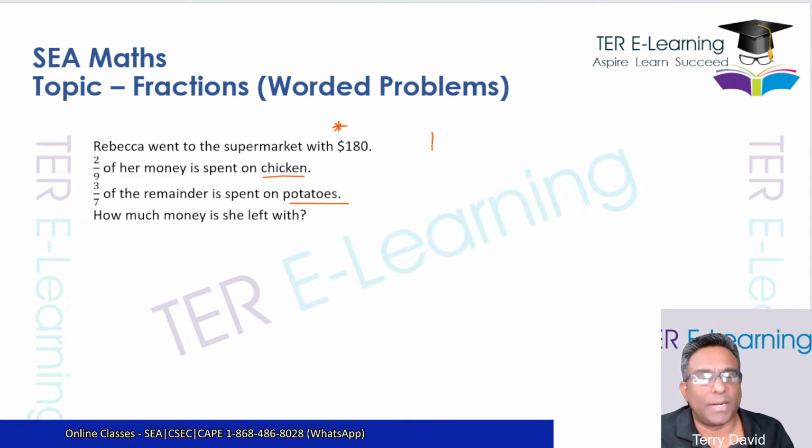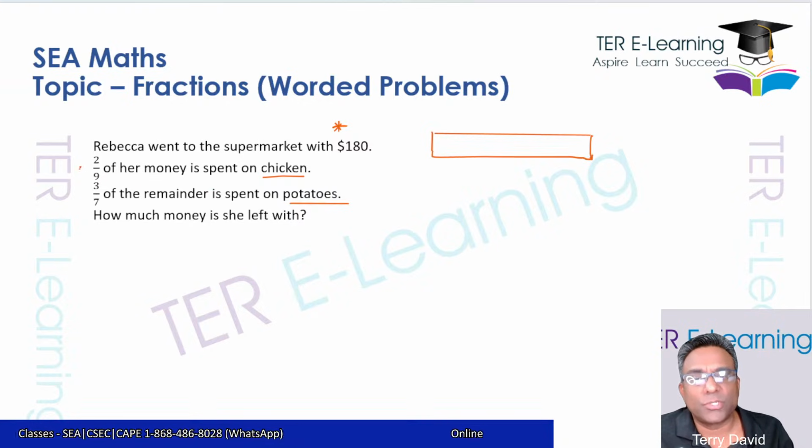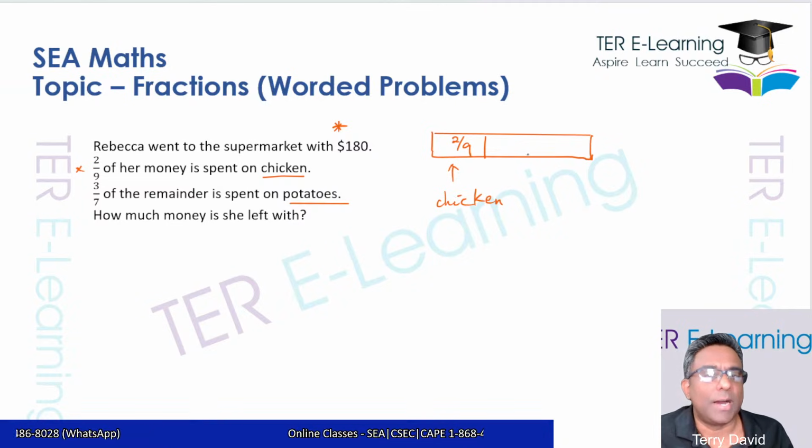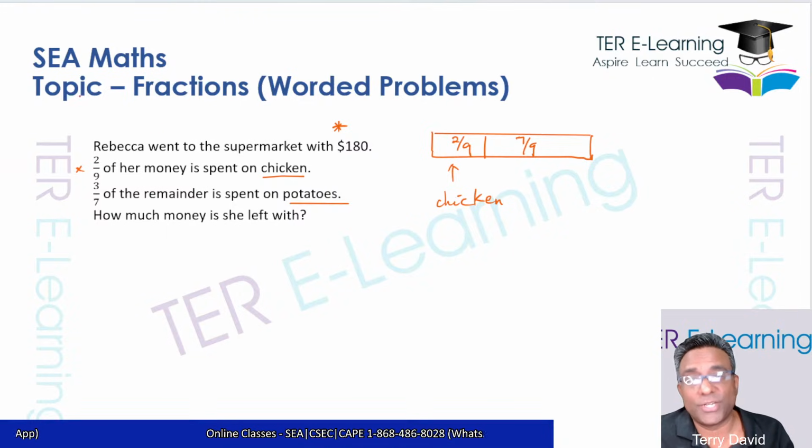All right, so let's draw something here to represent our whole. So this represents the money that she has at the beginning. Now, 2/9 is spent on chicken, right? So let's put 2/9 here. So if she's spending 2/9 on chicken, what you're left with here now is 7/9. Okay, that's the remainder she has.